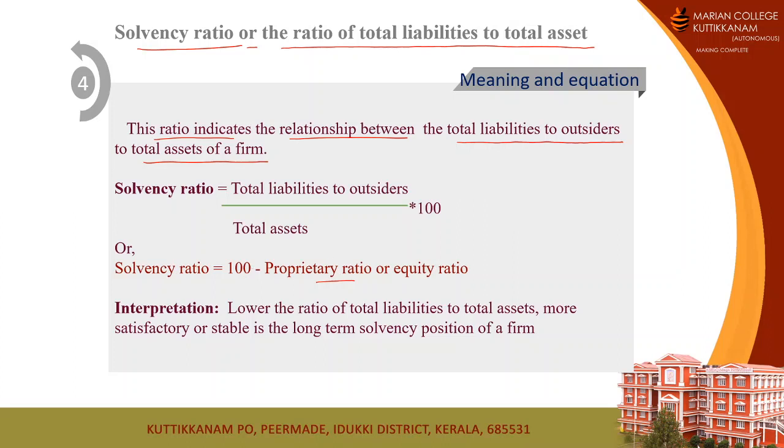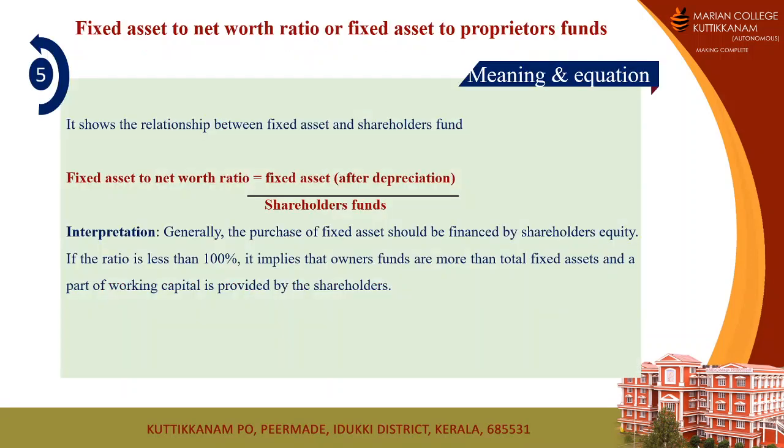For example, suppose the proprietary ratio is 30%, then what will be the solvency ratio? You just deduct 100 minus 30%, so 70% will be the solvency ratio. And the interpretation is, the lower the ratio, the more stable or more satisfactory is the long-term solvency position of a firm. And the next type of ratio is fixed asset to net worth ratio or fixed asset to proprietors' fund.